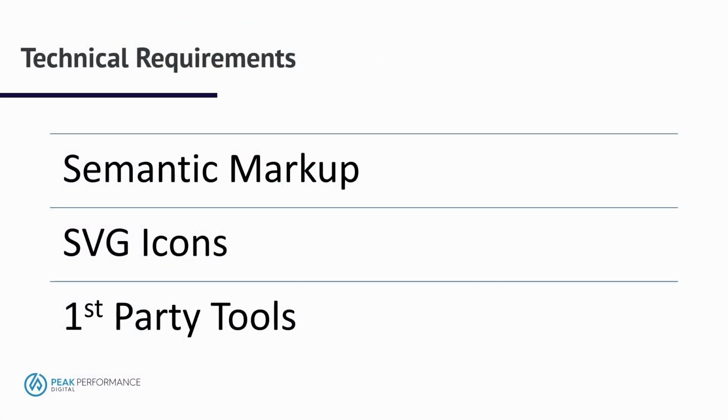A few other technical requirements to go over. We want to use proper semantic markup for accessibility and SEO. We want to use SVG icons, not graphics or large fonts. And again, we want to use first-party tools as much as possible without relying on third-party frameworks, tools, plugins, or add-ons.